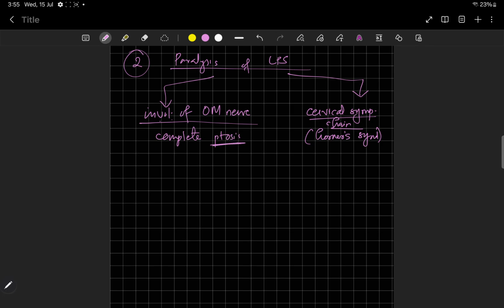What is ptosis? Drooping of eyelid. And if it is a lesion in the cervical sympathetic chain, that is not the oculomotor nerve, it causes partial ptosis only, because this is not supplying the skeletal muscle. So that is about the clinical correlation, and that is all about the topic.